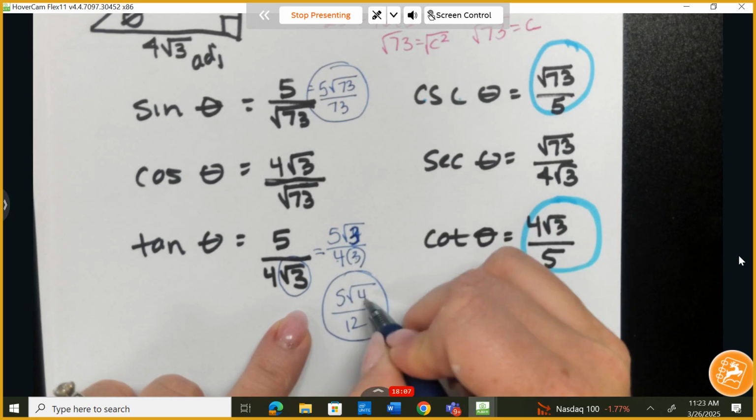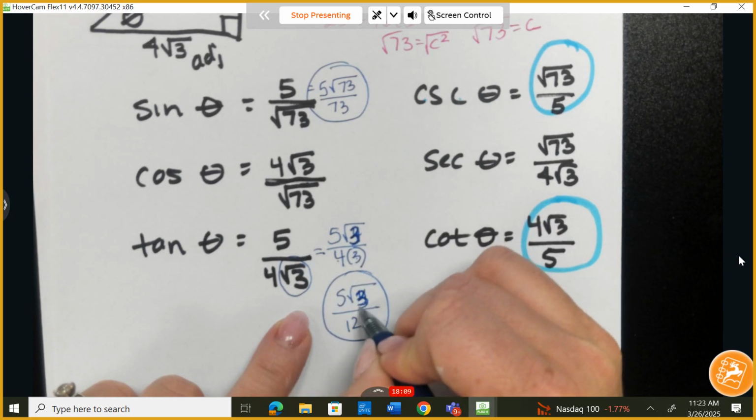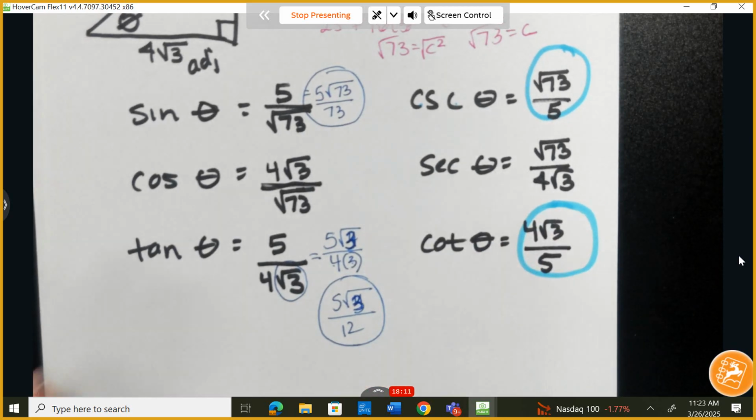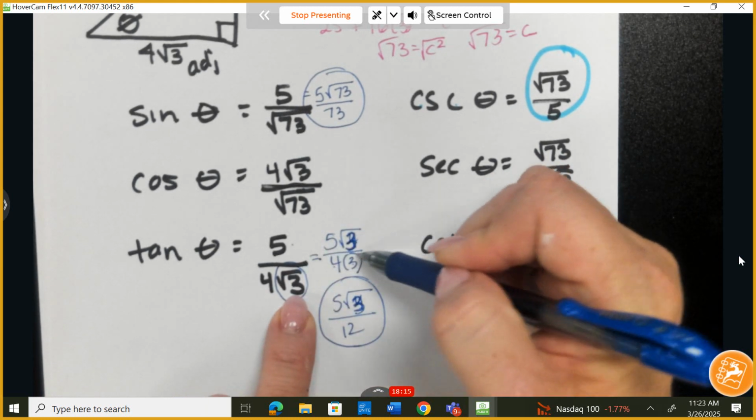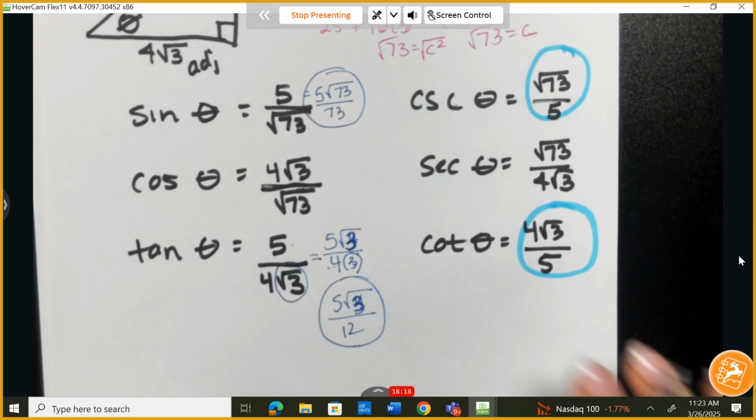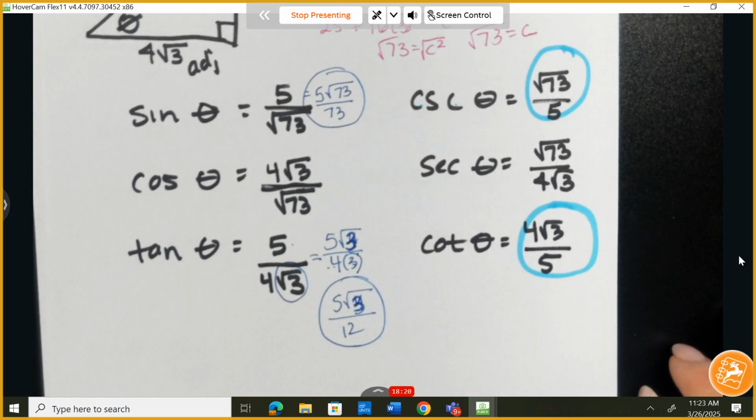Wait, so it's supposed to stay 3? It's supposed to say 3, because it has a square root. So the square root of 3 gets thrown up top. I said it wrong. Square root of 3 gets thrown up top, and then I rewrite the 3 with no square root. And that's 5 square roots of 3 over 12.